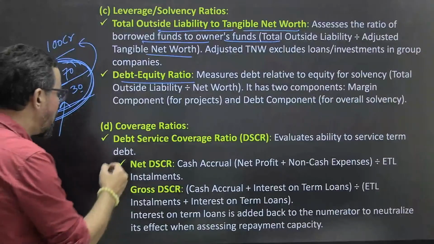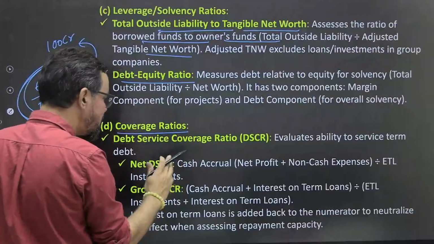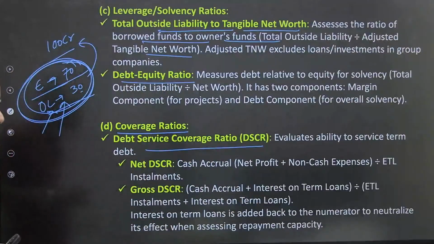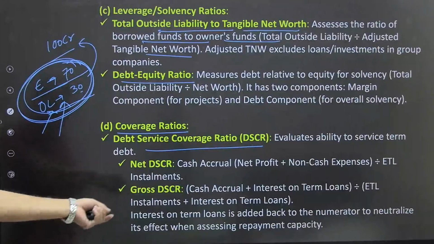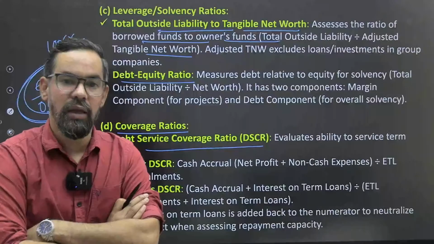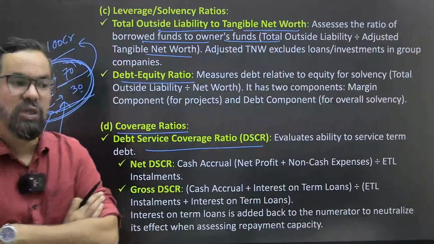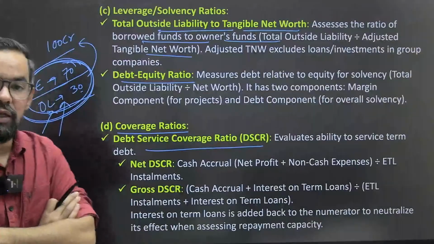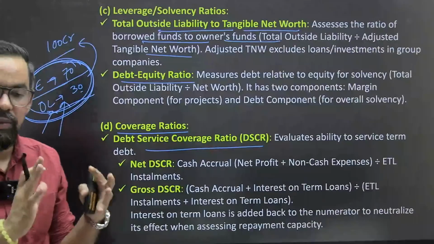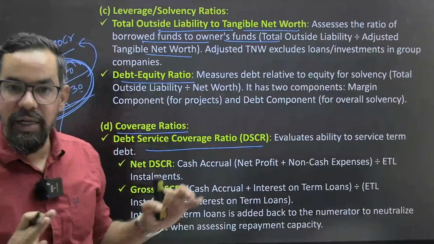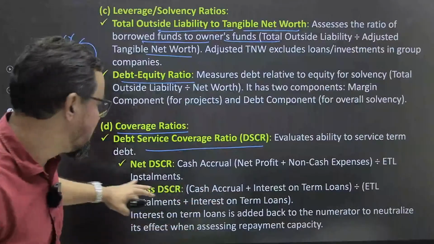Then we have coverage ratios, debt service coverage ratio, DSCR. The debt service coverage ratio evaluates the ability to service long-term debt. So whatever debt the company has taken, are they able to meet their debt obligations on a timely basis or not, which includes interest payout or others. How are they going to pay off that particular debt, and also their capacity to take on debt or not. So that generally helps us with this.